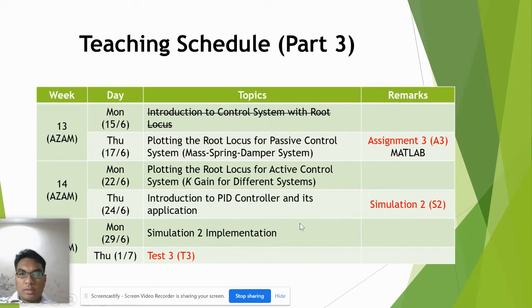This is today's class on Thursday. After this class you will be given assignment number 3, and during this class you will also be introduced to how to plot the root locus for the passive control system using the Matlab software.